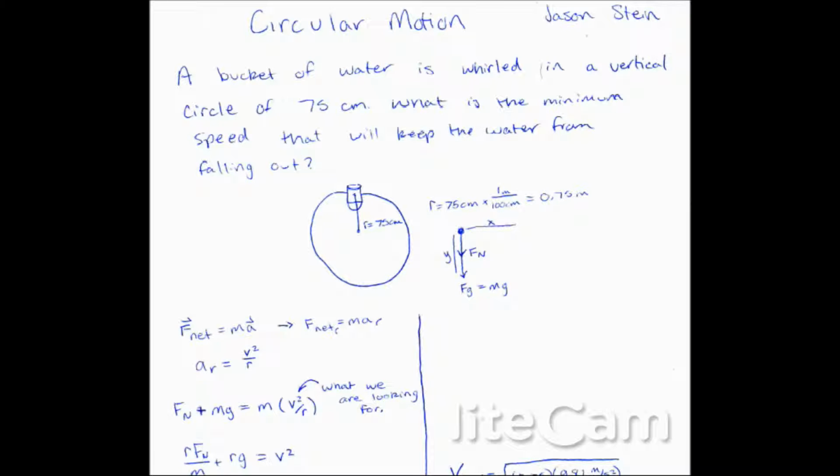A bucket of water is whirled in a vertical circle of 75 centimeters. What is the minimum speed that will keep the water from falling out of the bucket? So here I have a little diagram. You can see the bucket, and the radius is 75 centimeters.